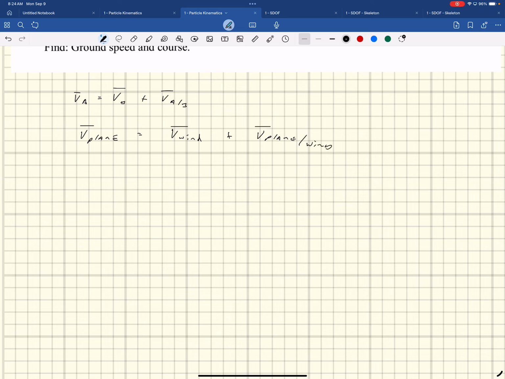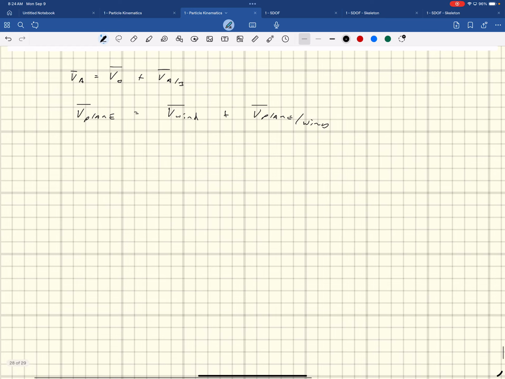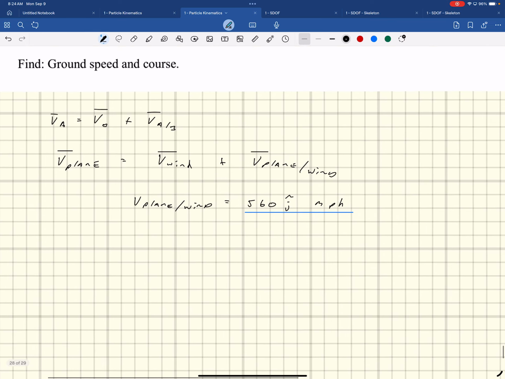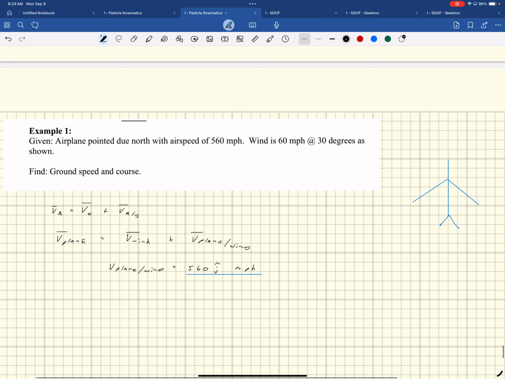Okay, these are vectors. The velocity of the plane as seen from the wind, in this particular example, is 560 miles per hour in the J direction. It's pointed due north, so relative to the wind, it's pointed due north, and that's in the J direction. It's traveling 560. That's the plane as seen from the wind.